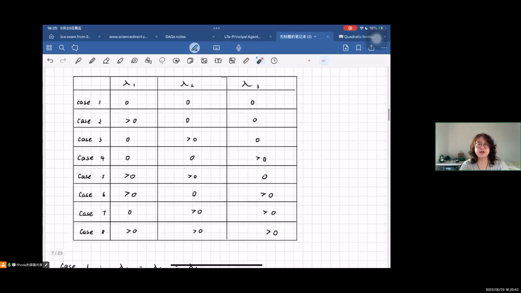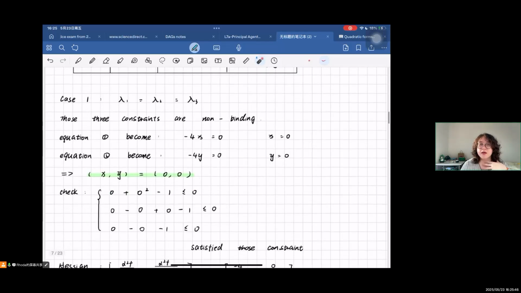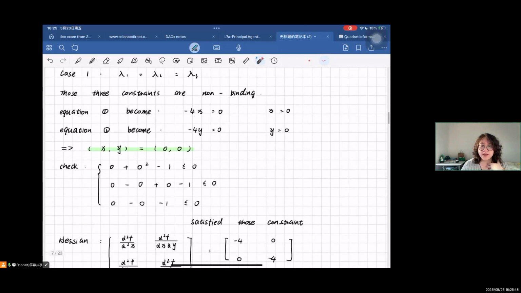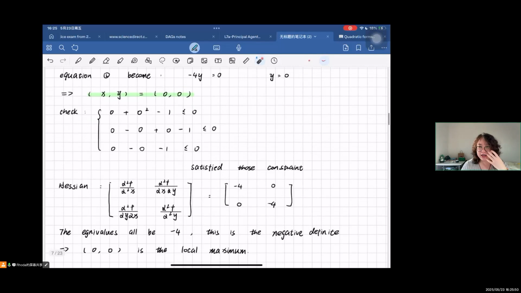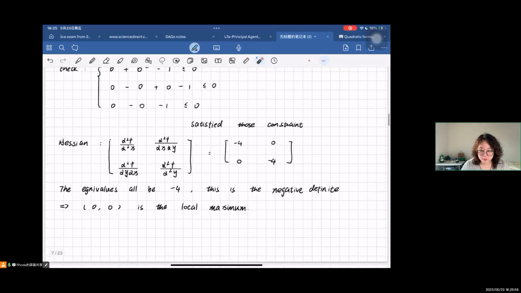Because we have 3 constraints, we have 8 cases to discuss. For case 1, no constraint is binding. We can find the point, but we only use the Hessian matrix, because you only use the bordered Hessian when we have binding constraints. So we can find it is negative definite, a local maximum.